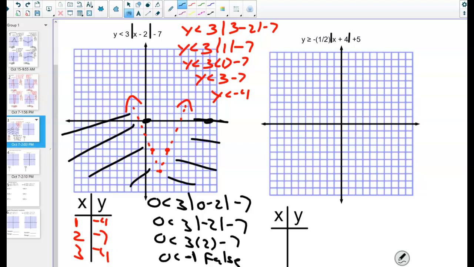Pick a point. 9, 0. 9, 0 should create a true statement. 9 minus 2 is 7. The absolute value of 7 is 7. 7 times 3 is 21. 21 minus 7 is 14. So when x is 9, this side on the right is 14. Is 0 less than 14? That's true. Therefore, your shaded region is good. You shade where the 0, 0 is not when it makes it false. You shade where the 0, 0 is when it makes it true.